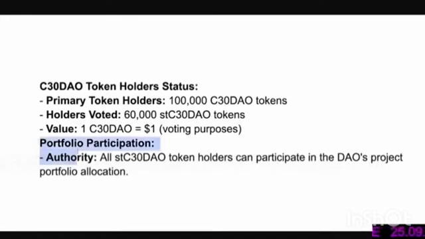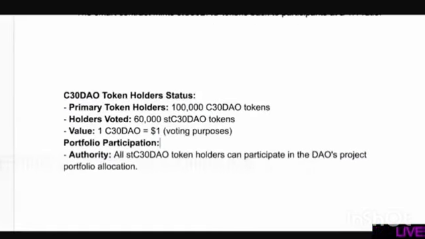And only holders of STC30 DAO token can participate in project portfolio allocation. You guys understood it? I believe yes. So if you have voted, you are participating in the allocation. If you have not voted, you are not participating in the allocation. Simply. Perfect. This is not complicated. This is very easy. Just a 3-click job. That's it, done.